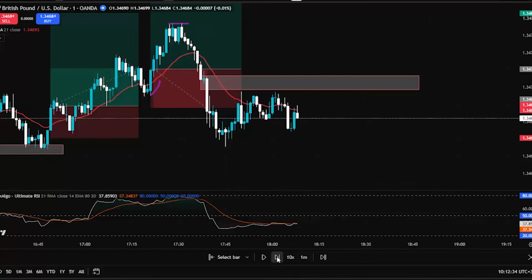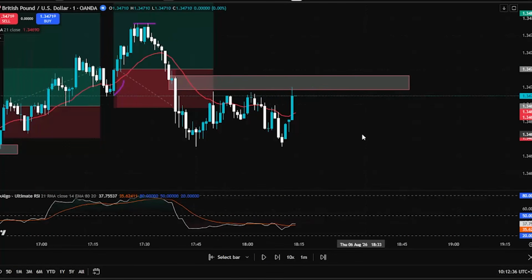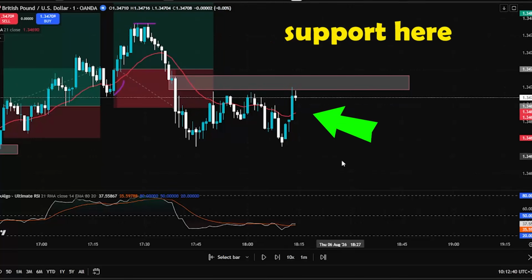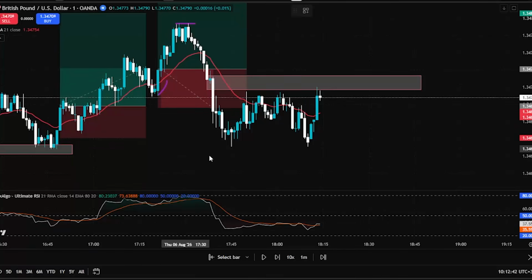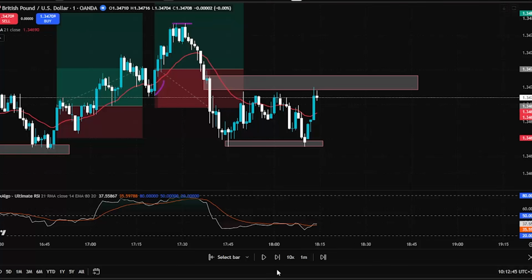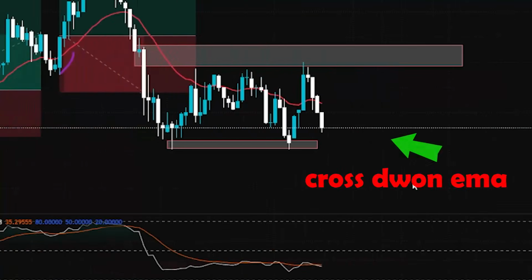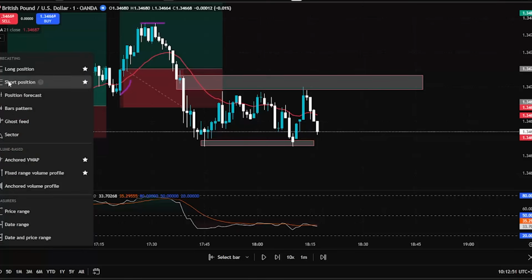Trade number 5. Now let's look at another example. This is a cleaner setup. The price respects EMA 21 as support. Ultimate RSI shows strong momentum, and the entry happens with better confirmation. This is the type of trade where all conditions are aligned. The trade reaches the target.